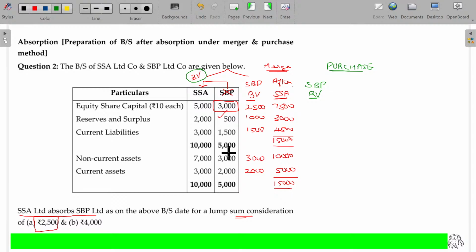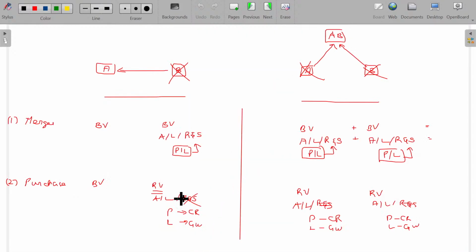If the realizable value is not given, what can we do? You just take the value given in the books as the realizable value. In this illustration, as nothing is stated, book value is equal to realizable value. Is that clear? In this case, what happens? We never take over the reserves and surplus. Because of any profit or loss, that will be named as either CR or goodwill. Hope you could understand.